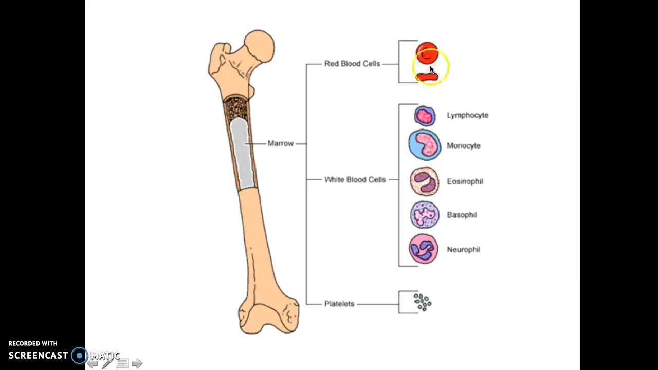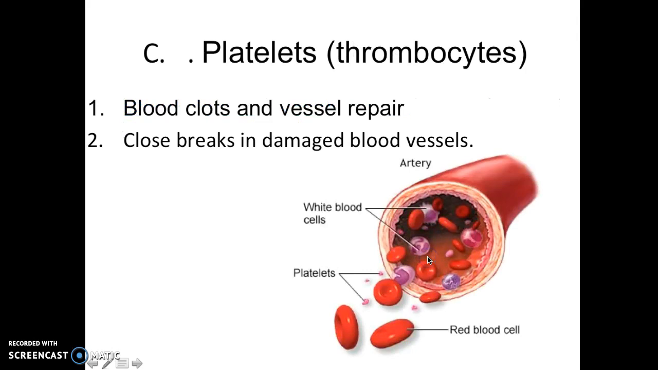Just as a review, these are made in your bone marrow. Like in the femur, for instance, in the very middle, that's your marrow, and that's where your cells would be produced. Okay, so now platelets. Platelets are called thrombocytes because thrombo means to clot. They're for blood clots and vessel repair, closing breaks and damaged blood vessels.